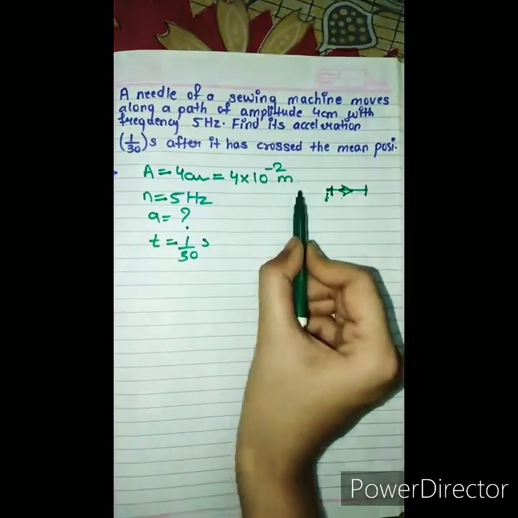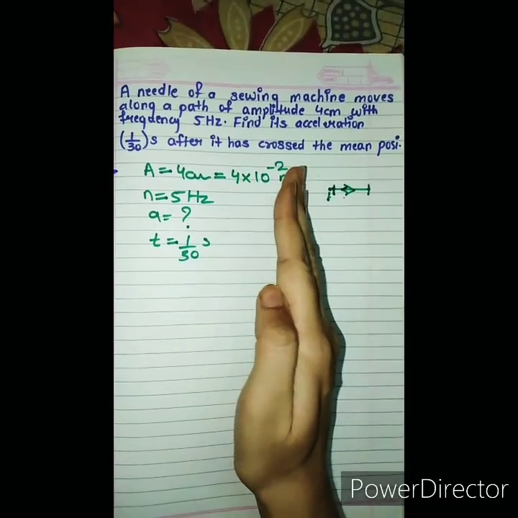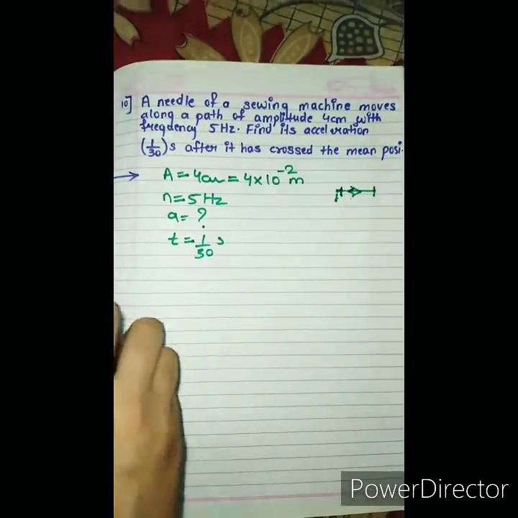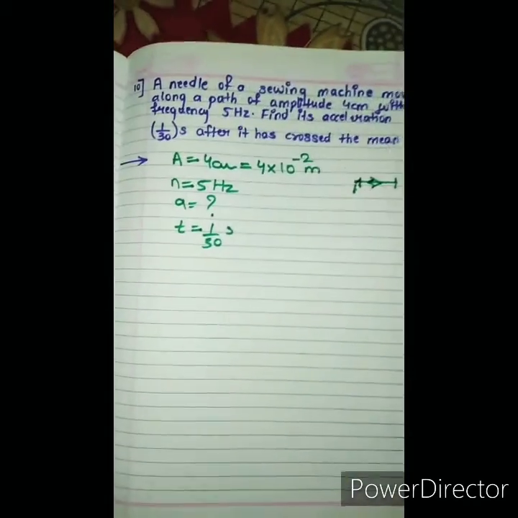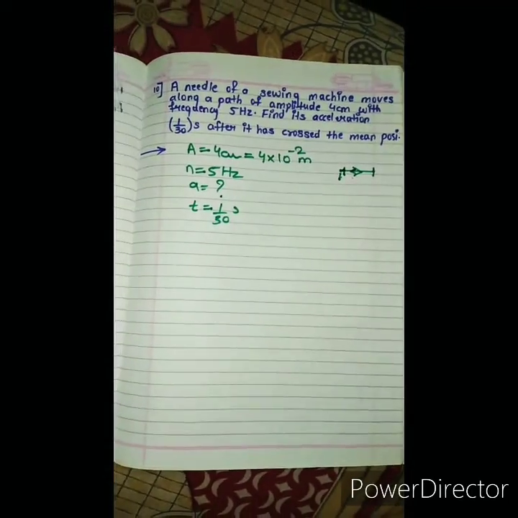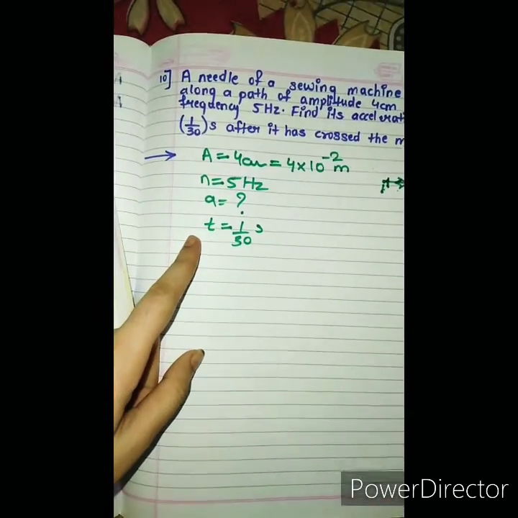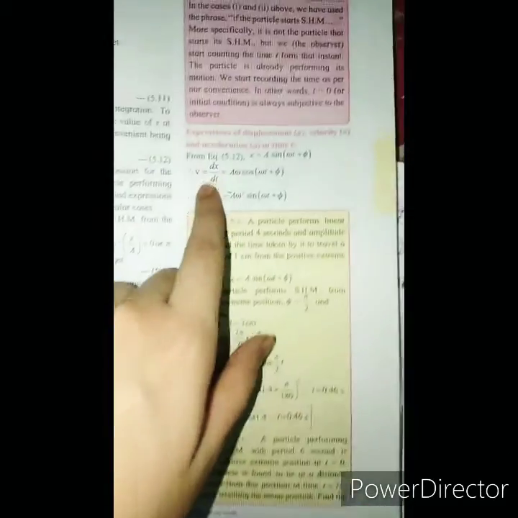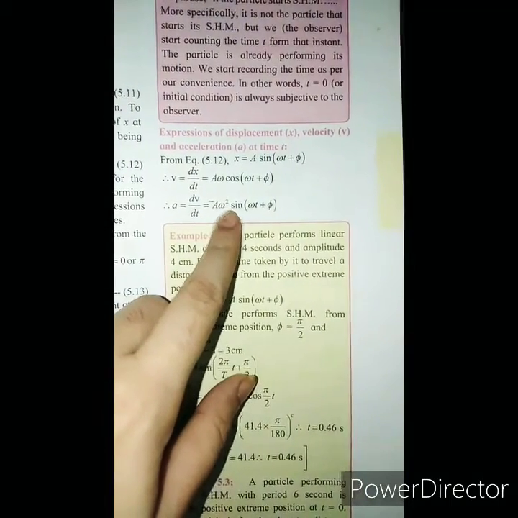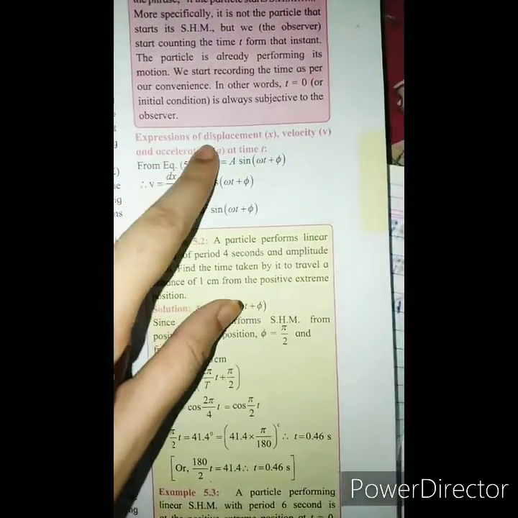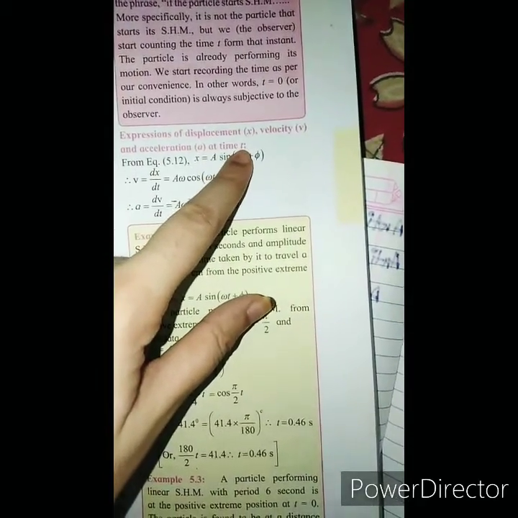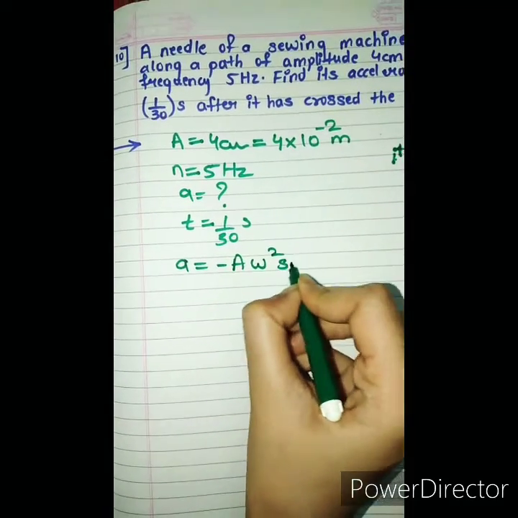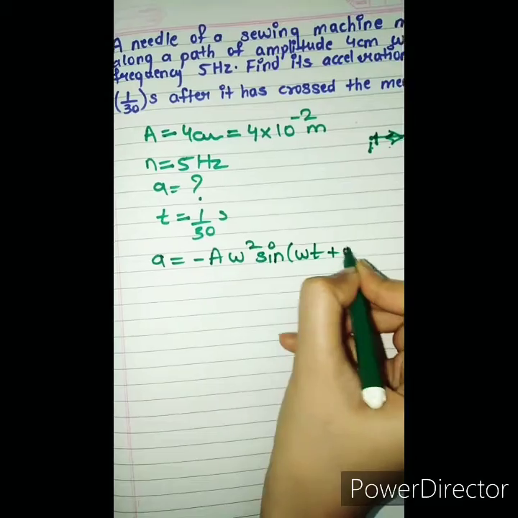The time after crossing, as soon as it crosses the mean position, what is its acceleration at this time? Understood the question? Okay, let's see the formula of acceleration at time t, as the time is given to us. What is the formula for acceleration? Textbook page number 113. This is the formula: a is equal to minus A omega square sine of omega t plus phi. Expression of acceleration at a given time. So here the formula is a is equal to minus A omega square sine of omega t plus phi.